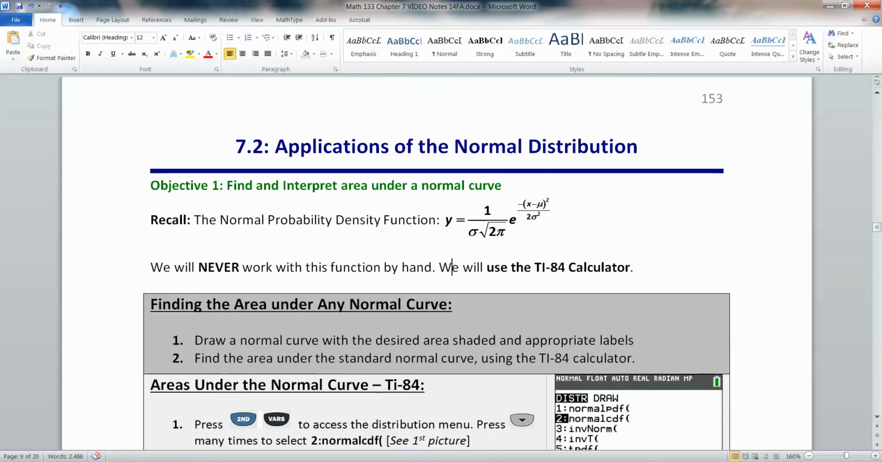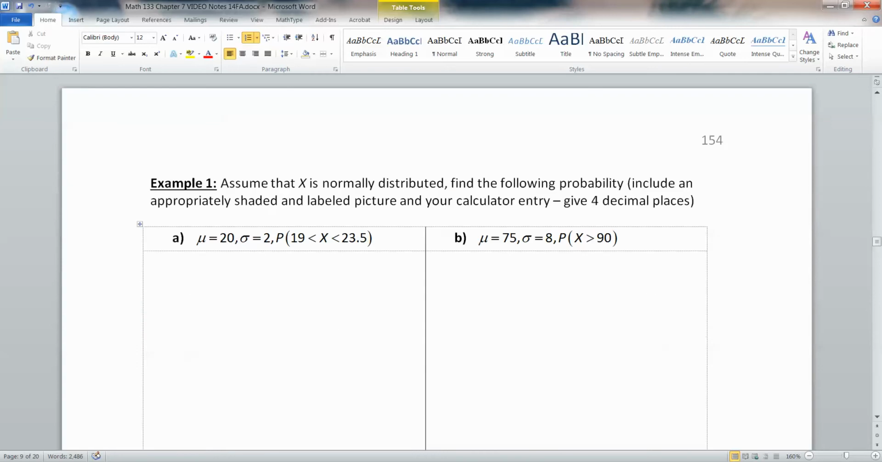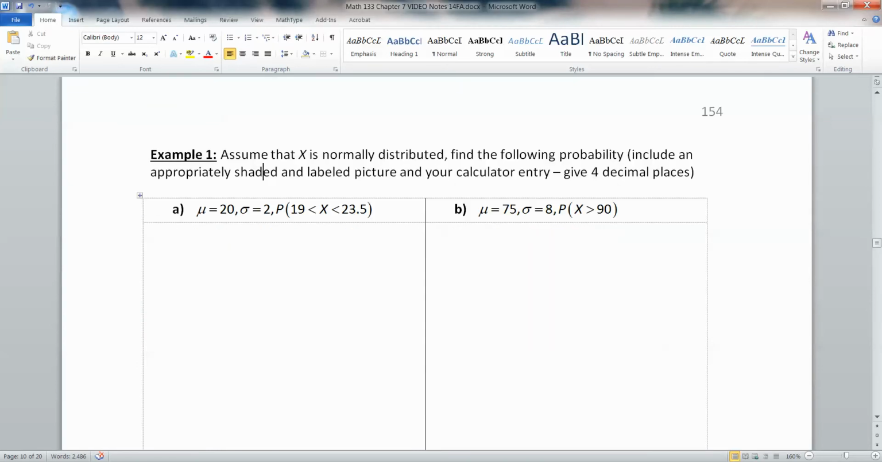So we're going to start off with finding the area under a normal curve, and then we have another direction that we're going to work with in another few pages. But let's start off with finding the area. So you always want to draw a normal curve and shade your area with appropriate labels, and then you're going to find your area under your normal curve using your calculator. So these are the instructions, but I'll show you how to do it here with these examples.